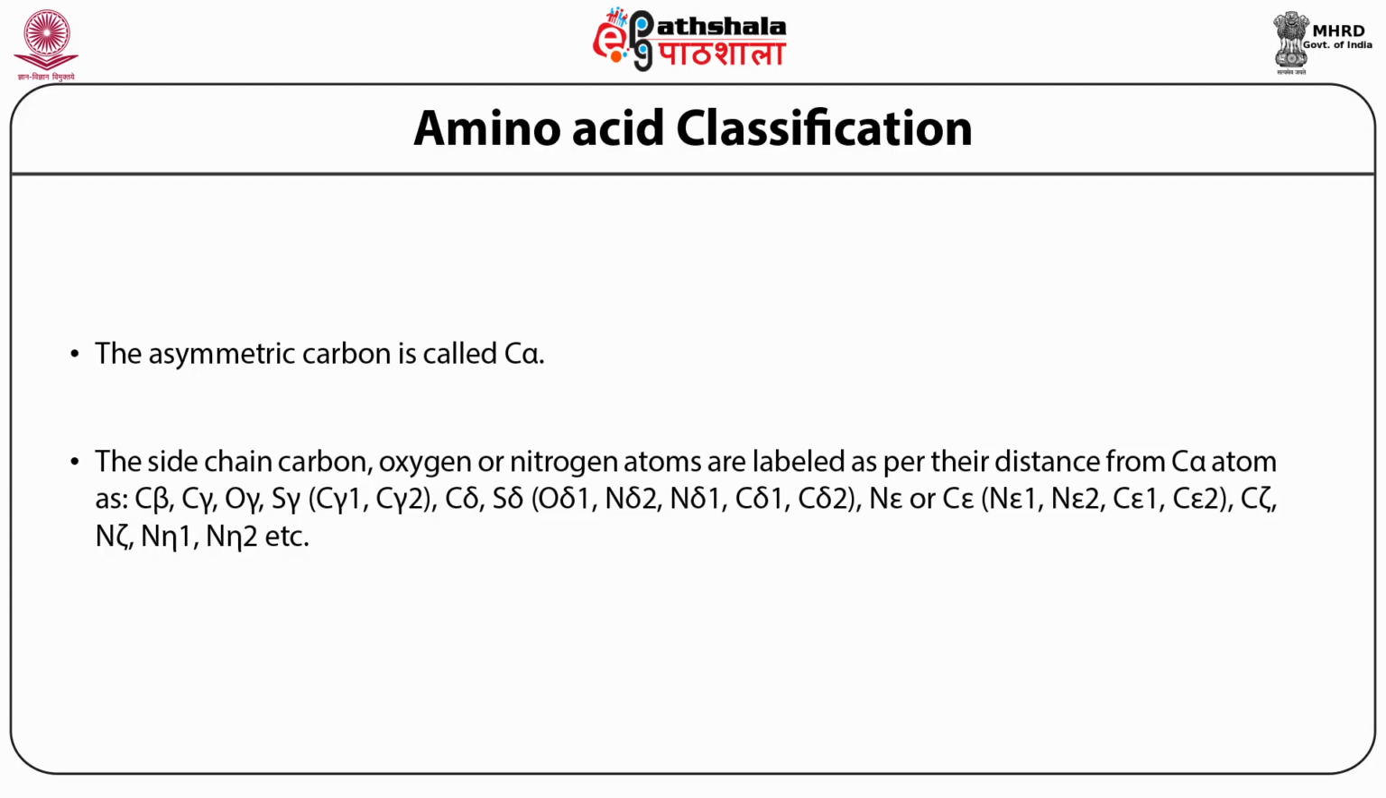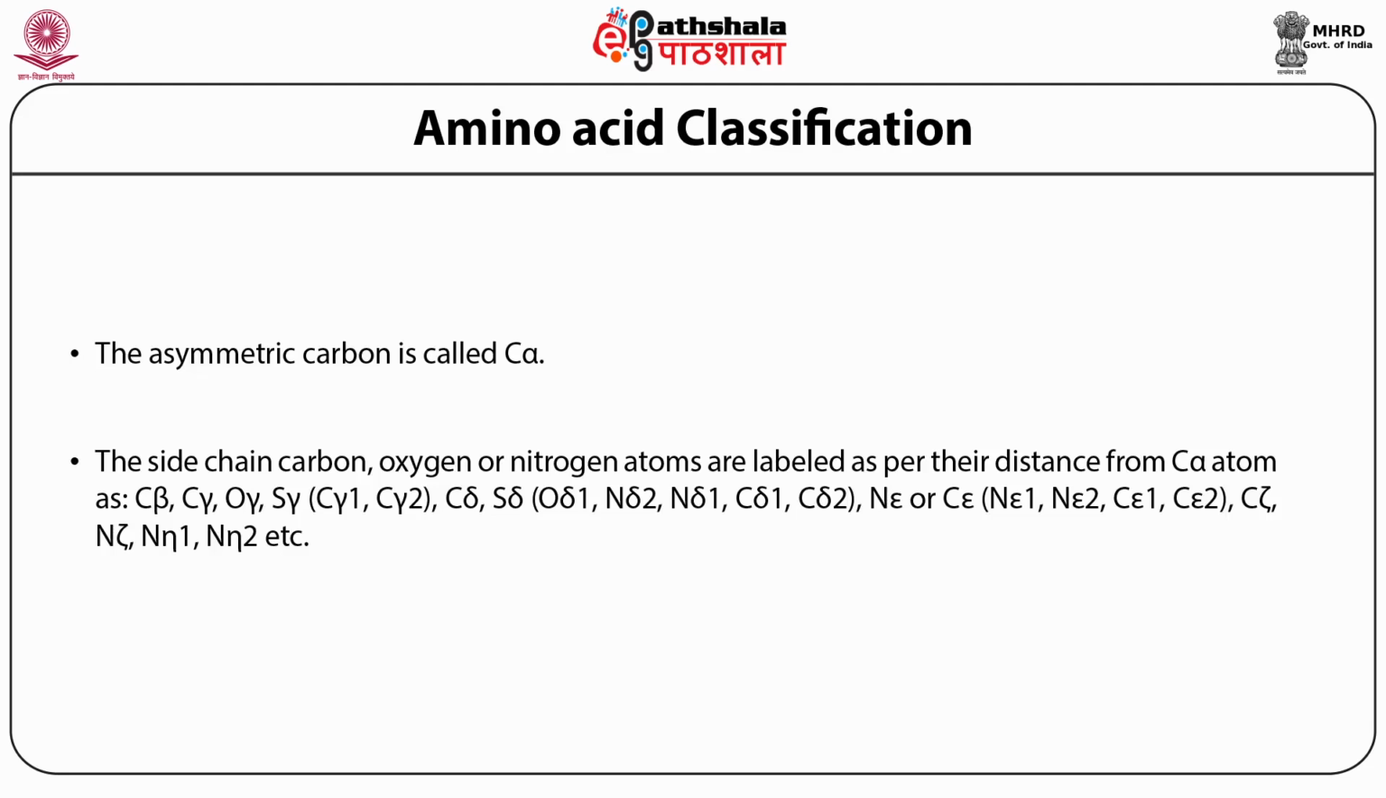Next to C beta will be called C gamma or O gamma or S gamma, or if there are two carbon atoms at the same position, they can be called C gamma 1, C gamma 2. The next atoms after C gamma will be called C delta or S delta or O delta 1, N delta 2, N delta 1, C delta 1, C delta 2, etc.